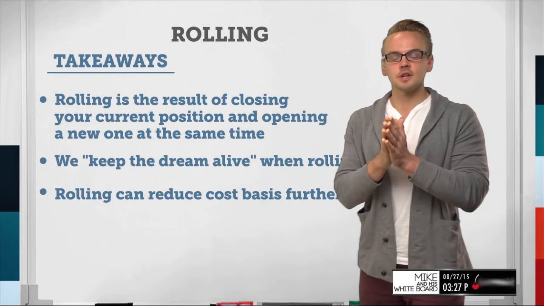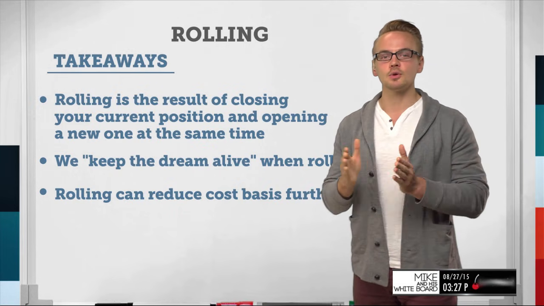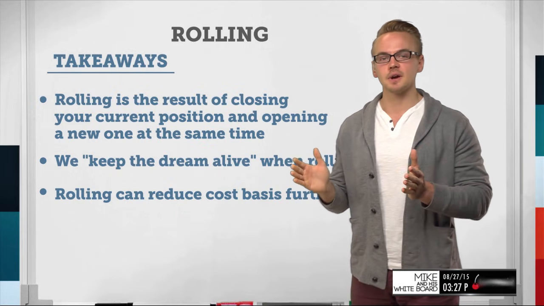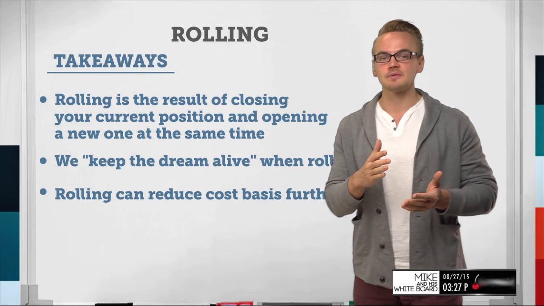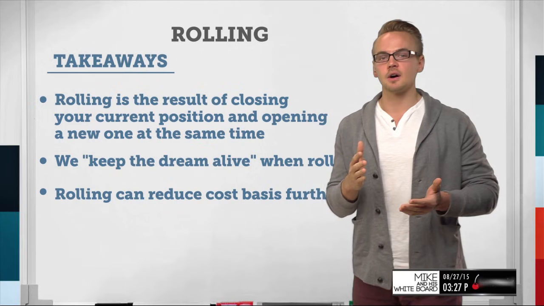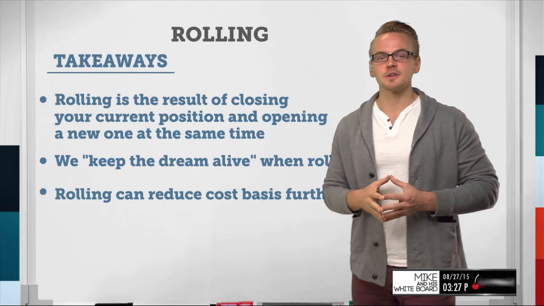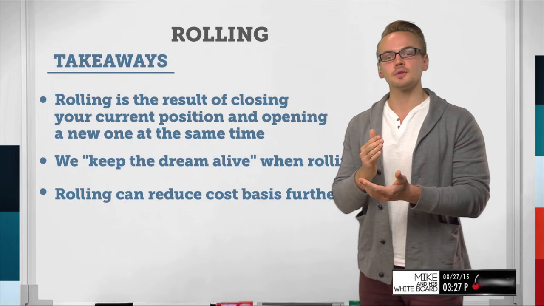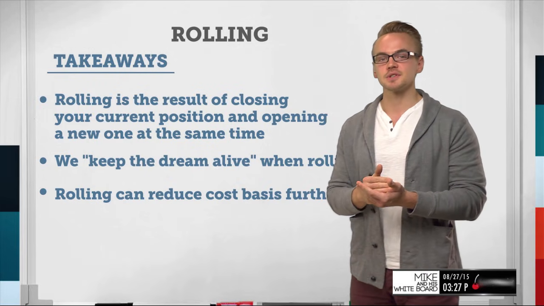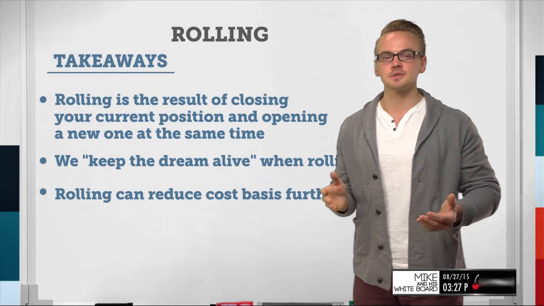If I close a position in September and I open a new one in October, I now have a whole other month for me to be directionally right on the trade. And I can even reduce my break-even point, which is going to help me out in the trade. So rolling can reduce cost basis further. Like you saw here, we opened the trade for $1 and then we rolled the trade for an additional 70 cents, which, since we're collecting more premium, is going to reduce my max loss and reduce my break-even point.